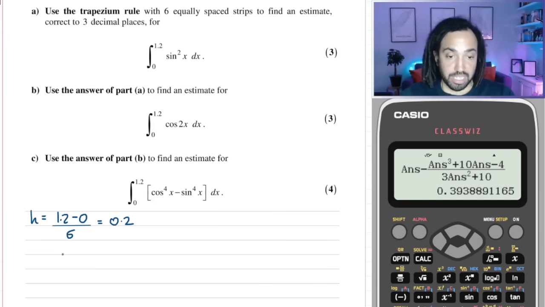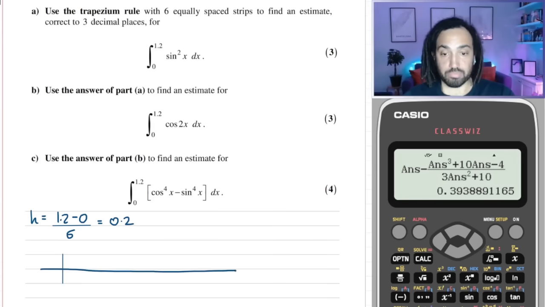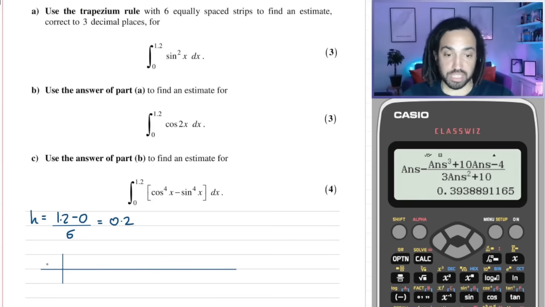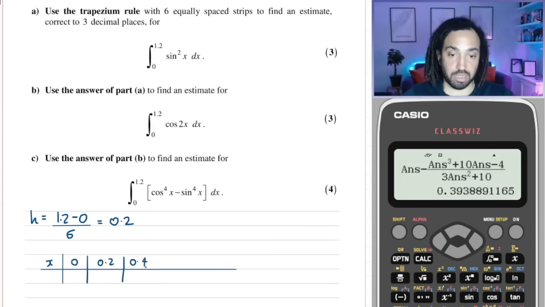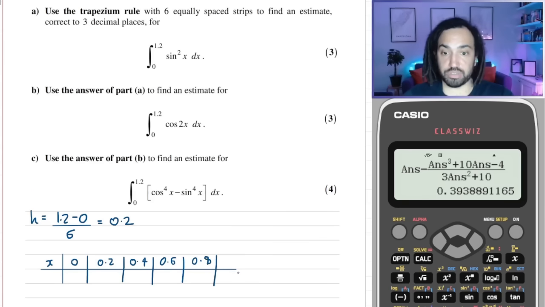Okay, so we're going to then need to create a table like so, which has x values starting at 0 and then going up in 0.2, like so. And we should get 7 values because it's 6 strips, so we need 7 values to do that. And this is 1, 2, 3, 4, 5, 6, 7.